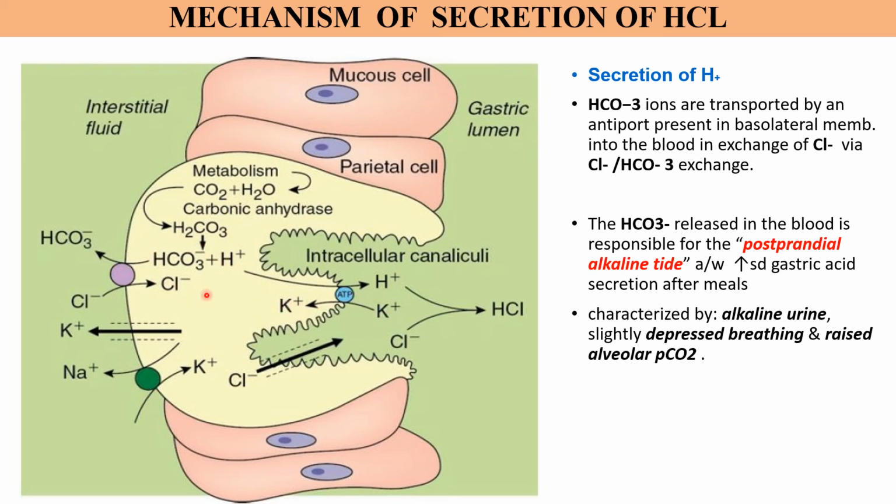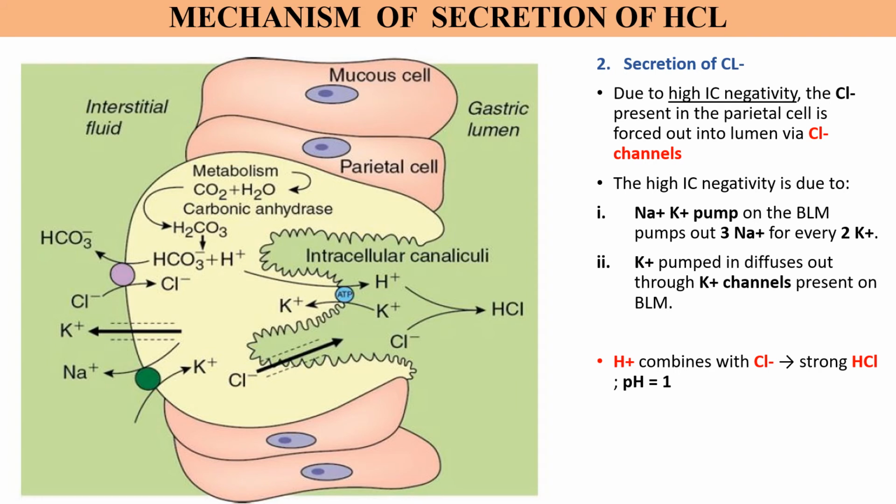Now let us see what happens with the bicarbonate which is formed along with it. The bicarbonate ions that were also formed are transported via the basement membrane of the parietal cells with the help of another antiporter, the bicarbonate chloride antiporter. Thus, along with the increased amount of H plus secretion, there is also an increased amount of bicarbonate ions in the blood after having a meal. This phenomenon is known as postprandial alkaline tide.